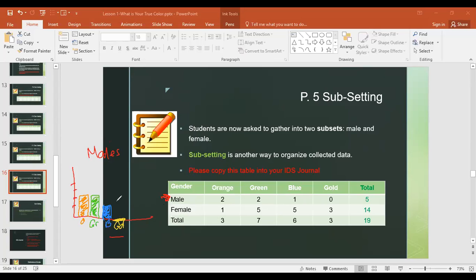And that's it. That's my bar graph for the males, right? I got my orange, my green, my blue, and my gold. And I only used the data from my male row because I'm splitting that data, right? Just the male row here.